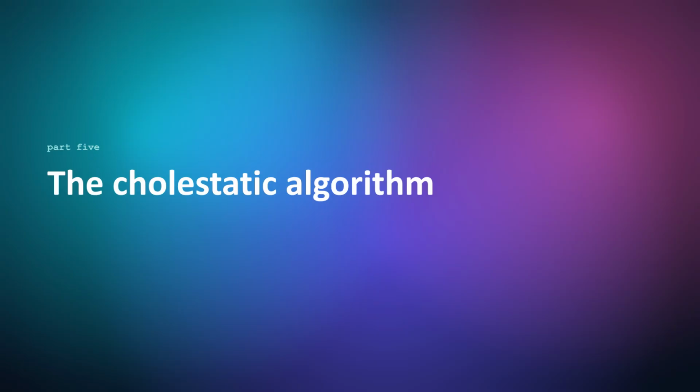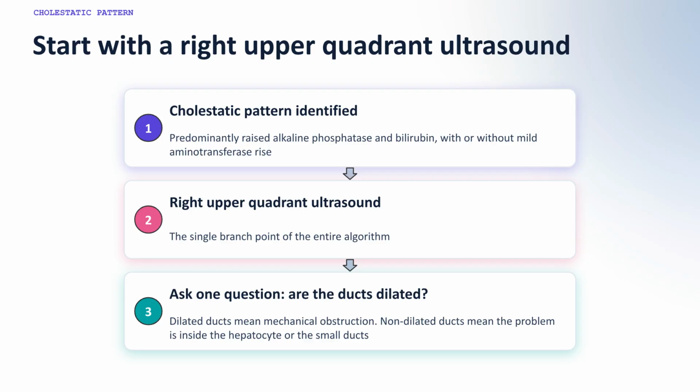The first one starts when the alkaline phosphatase and bilirubin dominate the panel. The whole algorithm turns on a single question that an ultrasound answers. The cholestatic algorithm begins when alkaline phosphatase and bilirubin dominate the panel with the aminotransferases only mildly raised. The first test is a right upper quadrant ultrasound. And the entire algorithm turns on one question. Are the bile ducts dilated?